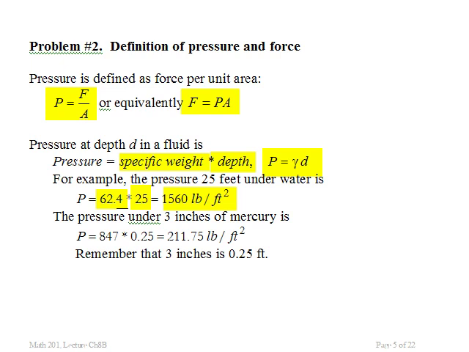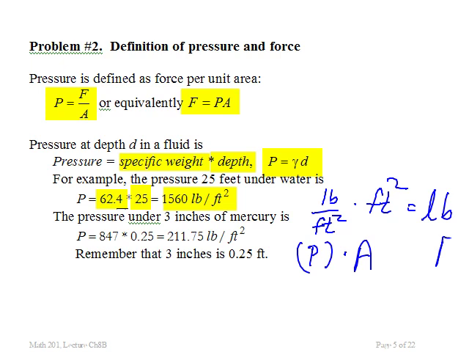When you multiply this out, in your dimensional analysis, you would have pounds per square foot. This is from your pressure, okay? And then you multiply it by the area, which would be some feet squared, and now you get pounds, which is force. Okay.